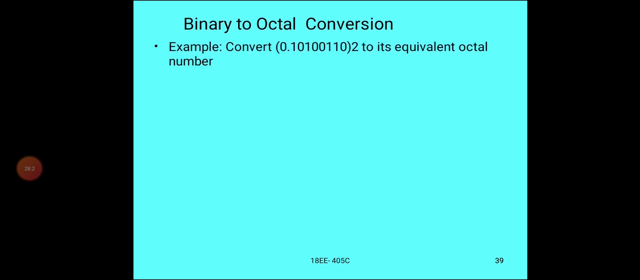Binary to octal conversion. Convert 0.101001100 of base 2 into an octal number. So we have to write it in groups of 3 bits. 101 means 5, 001 means 1, 100 means 4. So it is 0.514 of base 8.